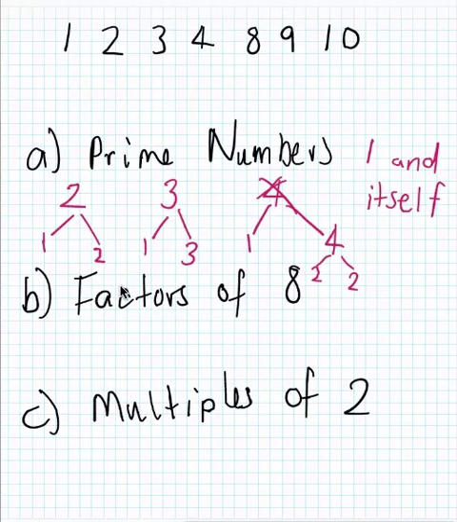Next one, factors of 8. So we know factors, the keyword factors means what numbers can be divided into this number. And factors always have a partner, and you'll see what I mean. So I know, for example, a factor of 8 is 2, because I can go 8 divided by 2 to give me 4. So the partner of 2 is 4, because I know that 2 times 4 will give me 8. So 2 and 4 are both factors.